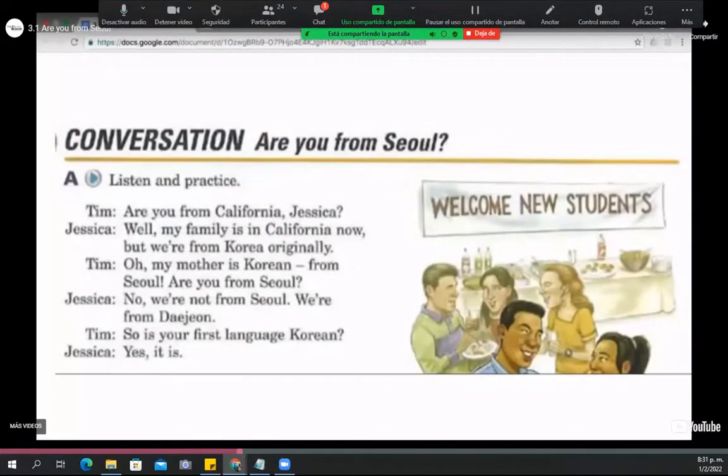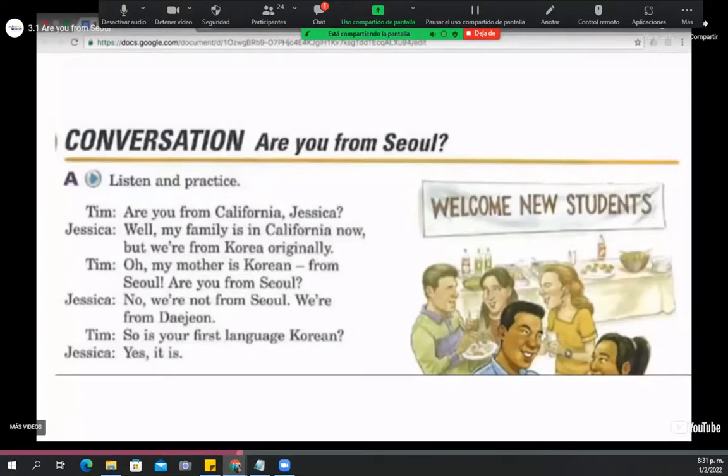We're talking about origin of a person. The preposition you use is from. For example, in my case, I'm from El Salvador, right? I am Salvadorian. I am from El Salvador. I am from Santa Ana City originally, but I am in San Salvador now. Capiche? Yes or no? Do you understand? Yeah. Yes. Okay.